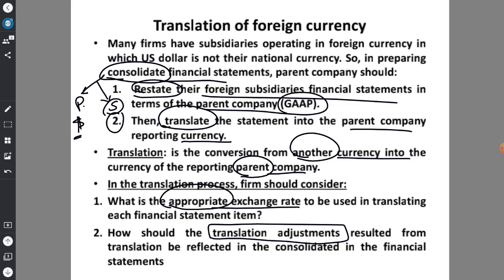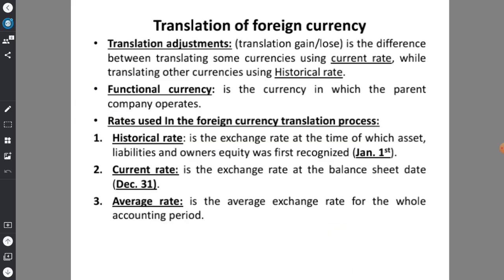ايه هو translation adjustment؟ الترانزليشن adjustment ببساطة هو transaction gain و loss نتيجة ان انا بعمل report some currencies using current rate and other currencies using historical rate. ايه الكلام ده؟ احنا دلوقتي لما بعمل translation للفاينانشال statements، انت عندك كام financial statement؟ انا عندي income statement، عندي stockholders equity اللي هي retained earning، وعندي balance sheet والcash flow statement.